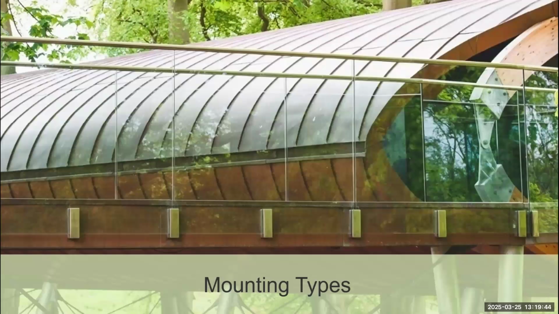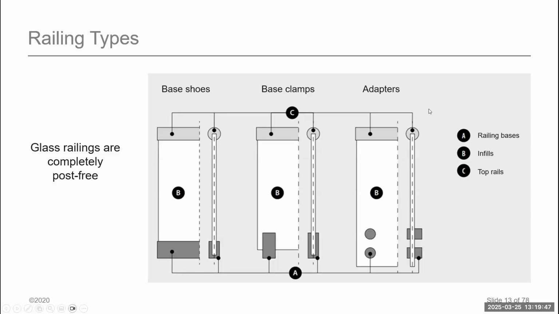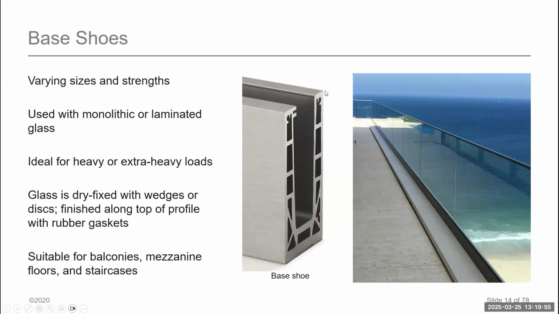So, different mounting types. This is going into the different systems that we have. As I mentioned, base shoe, base clamps, and adapters. Let's just go ahead and dive into each one of those. First, we have base shoes. You will see in the market from almost all manufacturers, they will have base shoes, which we call from small to large, light use to heavy use application base shoes. They will have base shoes that have the ability to take on some curving if needed for a curved glass guardrail, right? They can incorporate monolithic or laminated.